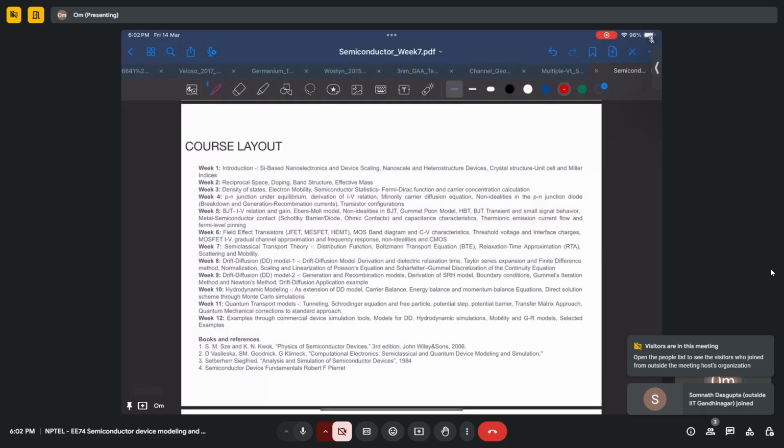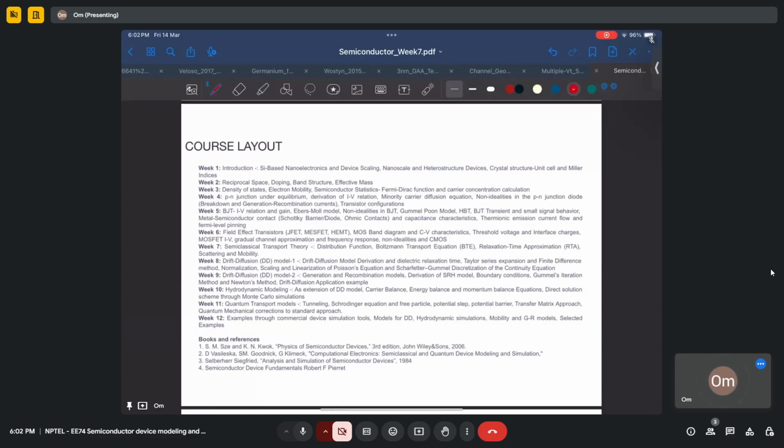In this week we will be studying mainly semi-classical transport theory. We'll look at the distribution function, Boltzmann transport equation, relaxation time approximation, and scattering and mobility related questions.